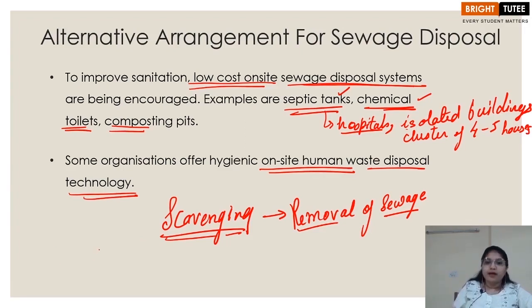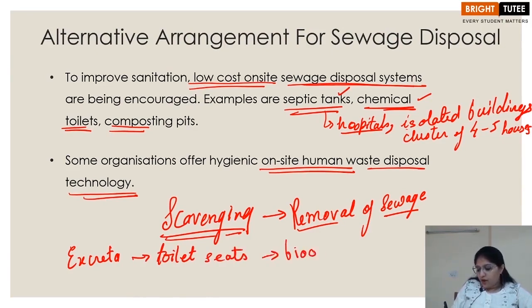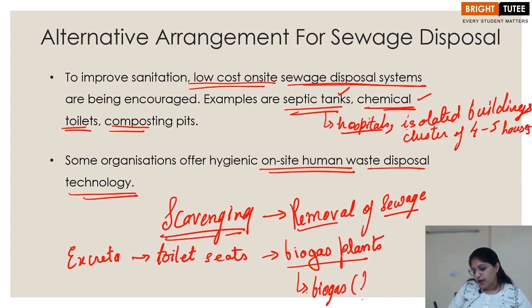Then there is another form, where the excreta will travel through the toilet seats and go directly into the biogas plant, right? This happens again through your pipes, where the excreta travels through the toilet seats, and of course through the pipes, and goes to the biogas plants. Here the biogas is produced and it can be used as fuel.